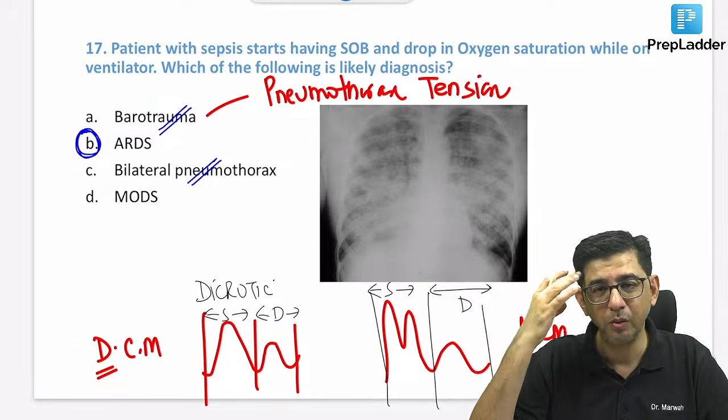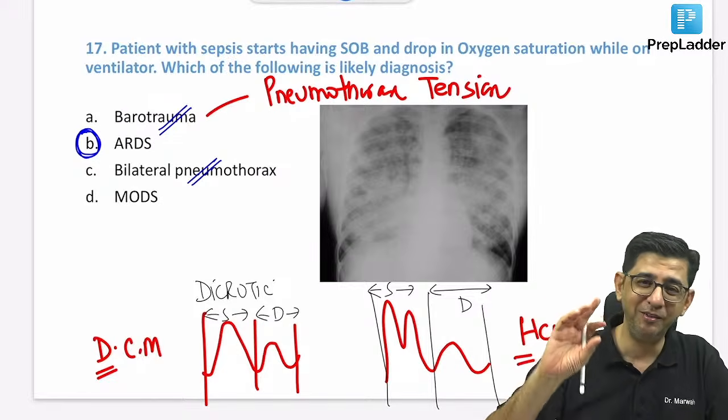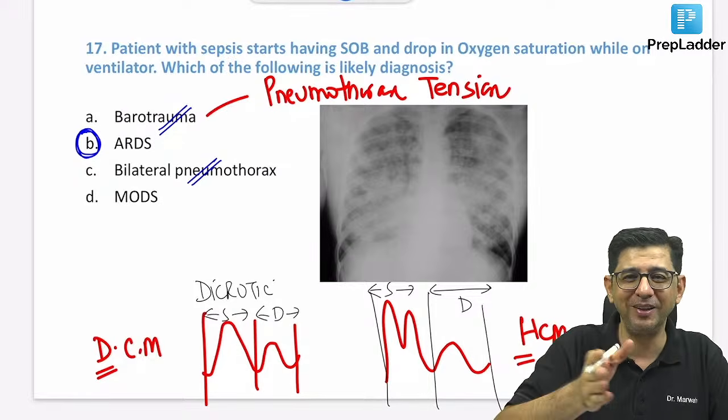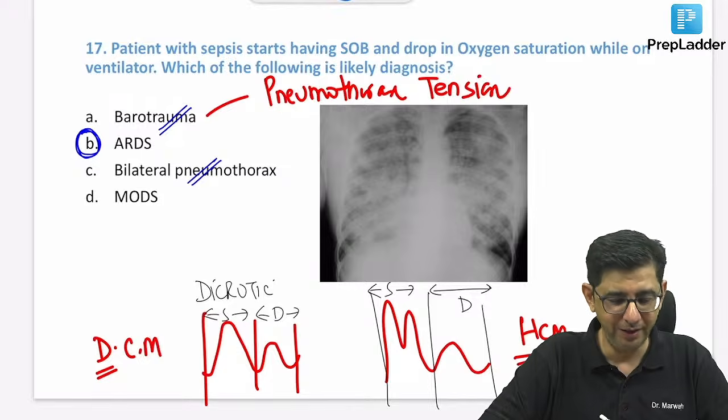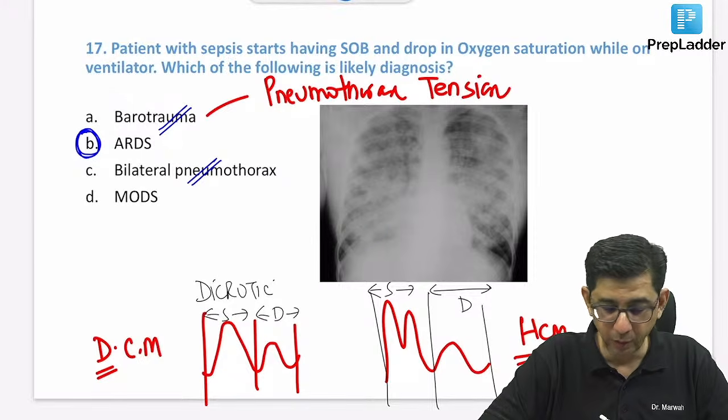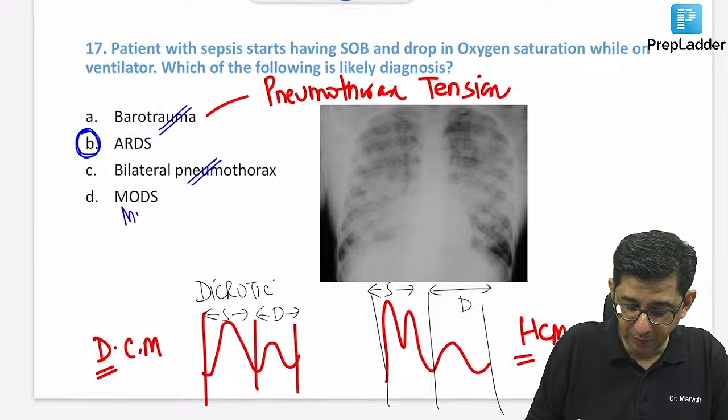Yeah, Kaushal, you are perfectly right. Sometimes my job is to get you in the right direction. So yep, it is ARDS in this question, guys. MODS is multi-organ dysfunction.